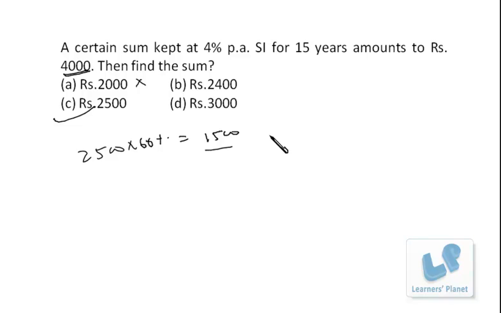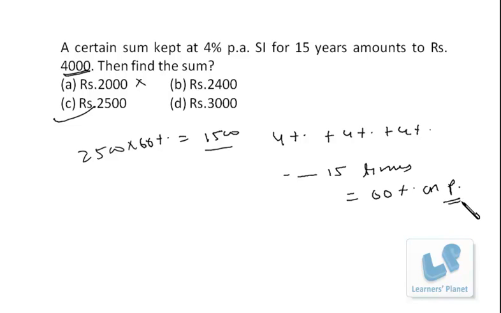A very simple concept. 4% plus 4% plus 4% till 15 times is 60% on principal. Okay, and amount is principal plus SI. So this is the principal, and 60% of it will be simple interest for 15 years. So principal plus simple interest, that is 2,500 plus 1,500 is 4,000. Okay, so the problem becomes very simple.